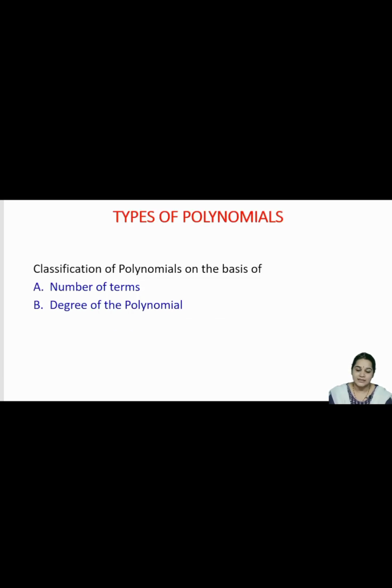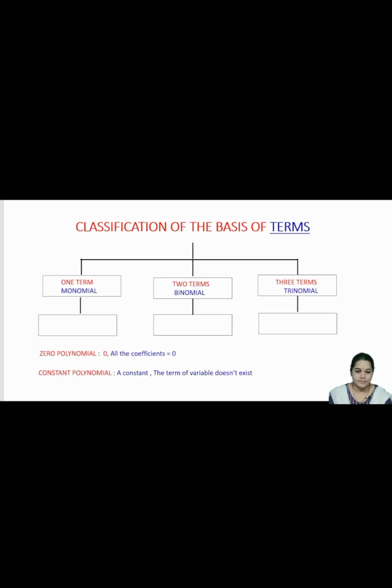Okay, next, types of polynomials. Polynomials are classified on the basis of two categories: number of terms and the degree of the polynomial. First category, classification on the basis of terms. One term. In any polynomial, if we find only one term, then that polynomial is called a monomial.